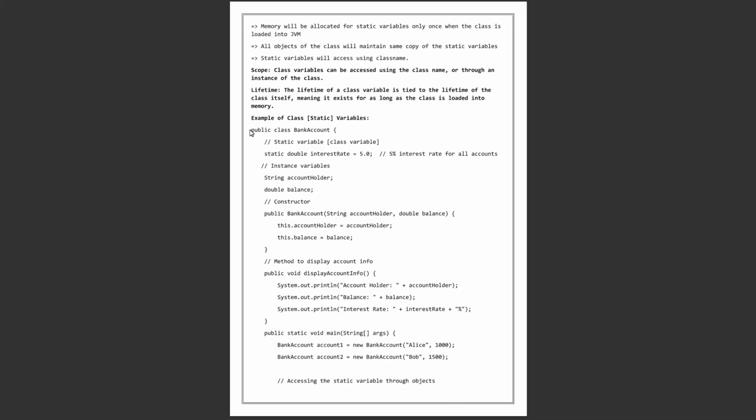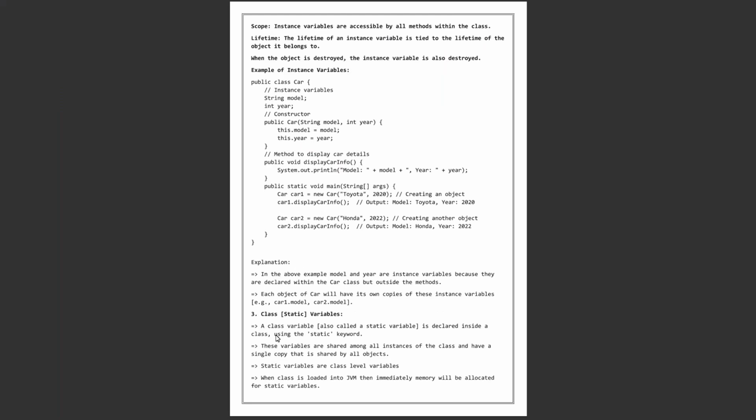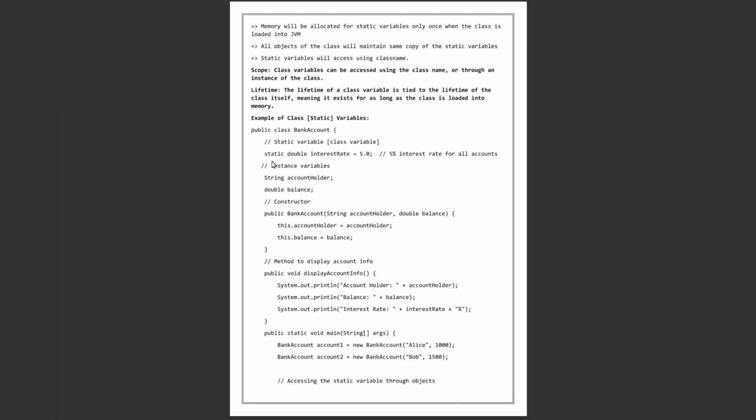For example, public class BankAccount. So BankAccount is a class name. So it's a static variable or class variable. As I have said before, a class variable is declared inside a class using the static keyword. If we use the static keyword only, the compiler understands that this is a static variable, this is a class variable, like static double interestRate is 5%.